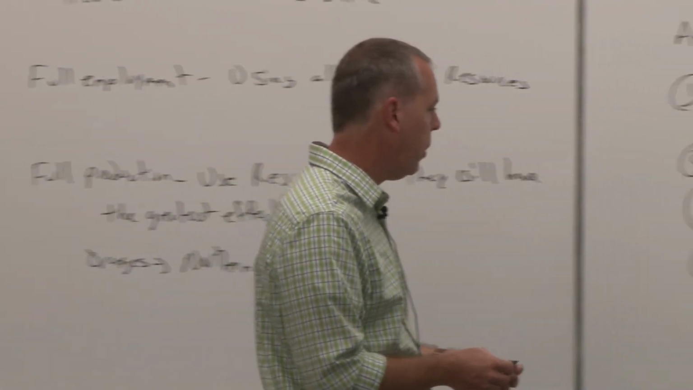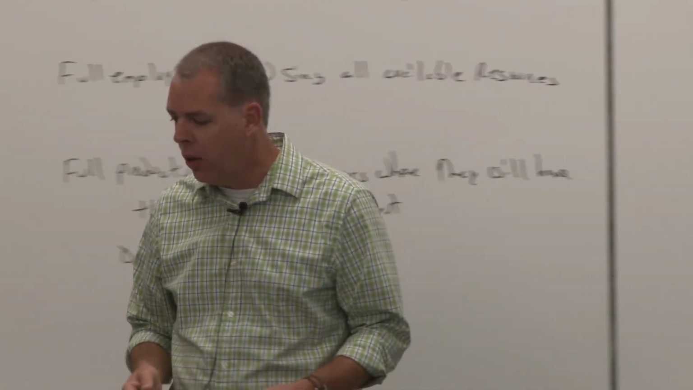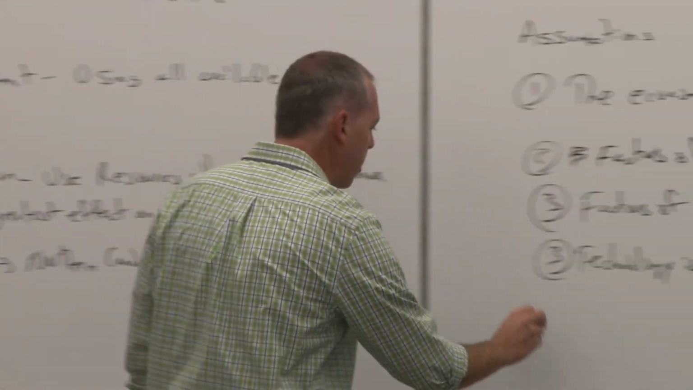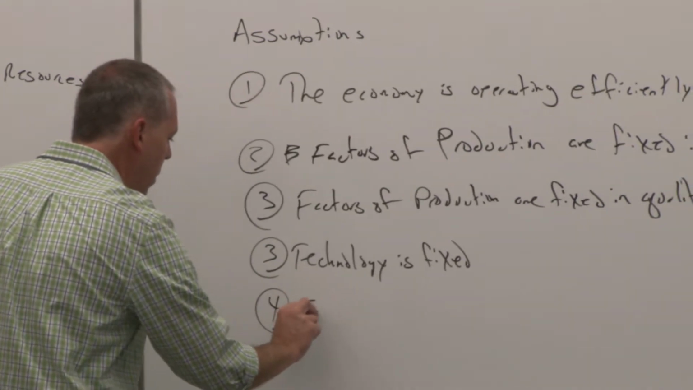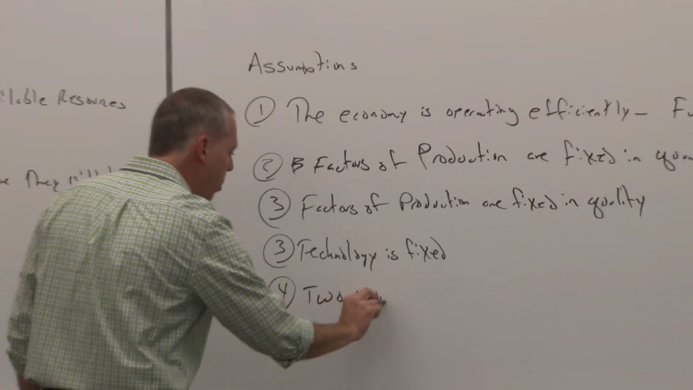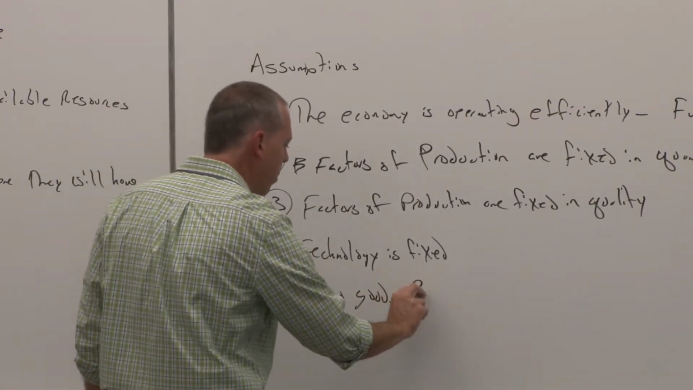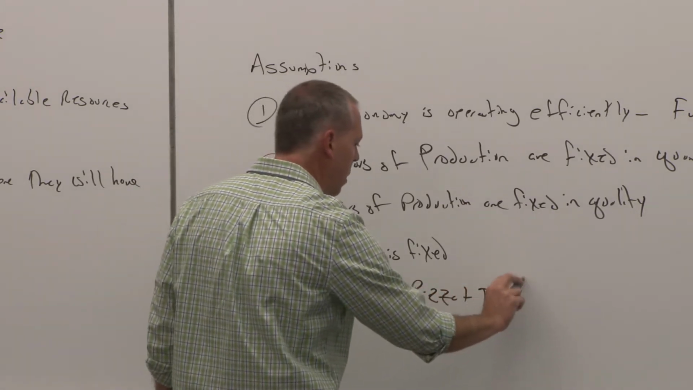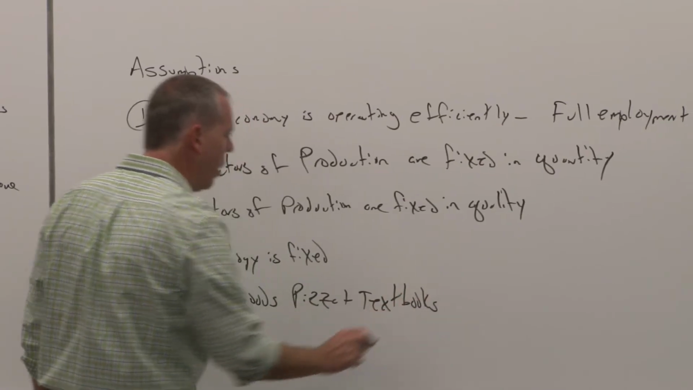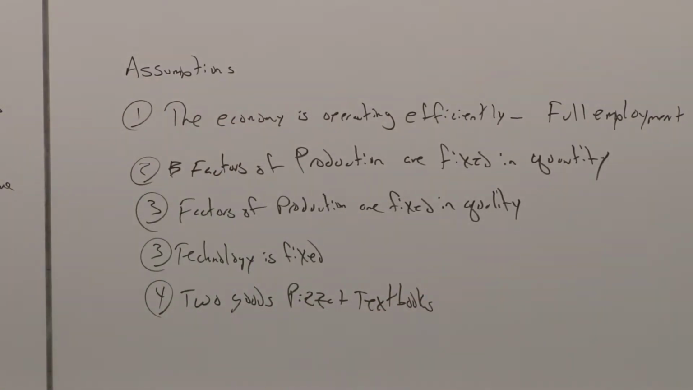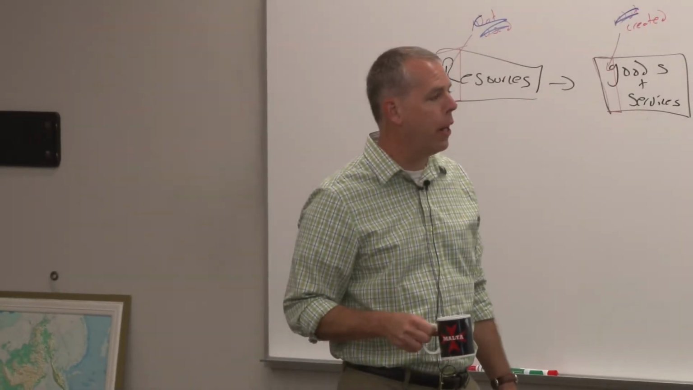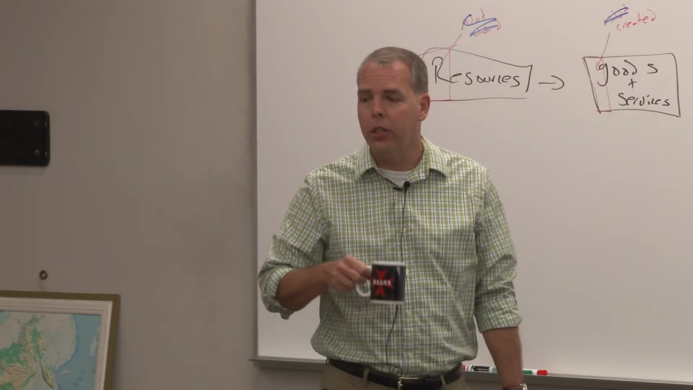Okay. So we have these 4 assumptions here. We have 2 goods, pizza and textbooks. And in essence, what we're saying is that our economy is operating efficiently. In other words, we're using all of our resources. We're going to have the greatest effect on output. Our factors of production are fixed in quantity and quality, and our level of technology is fixed.